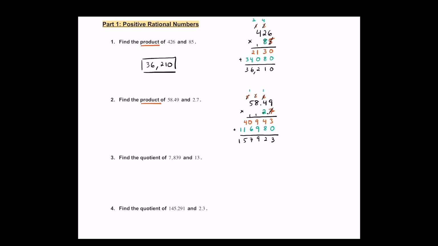Okay, so if you're wondering about the place value earlier, well, there are 2 decimal places over here, and there's 1 decimal place here. So that means we need to have 3 decimal places in our product here. So our final answer is going to be 157.923, or 157 and 923 thousandths. Okay, there you go.